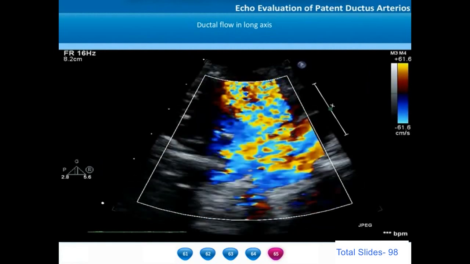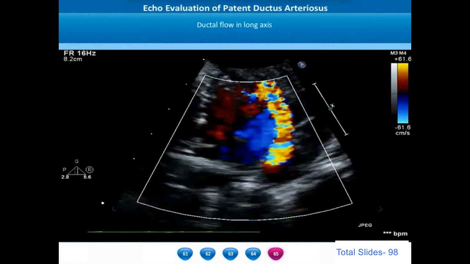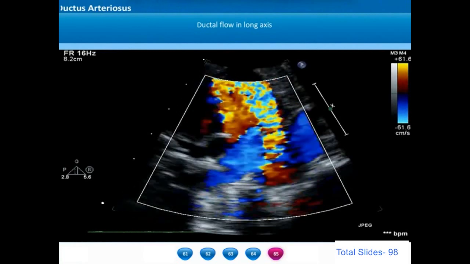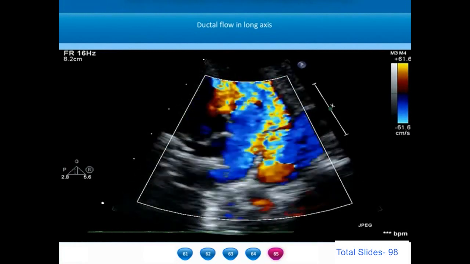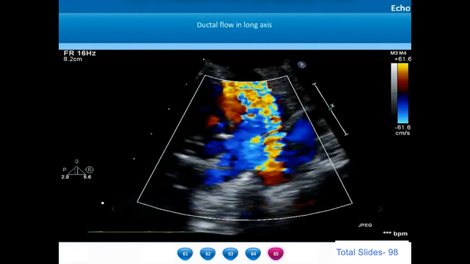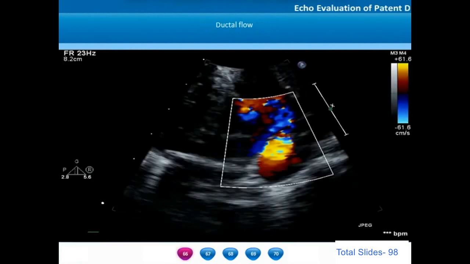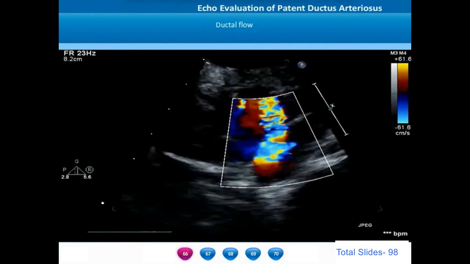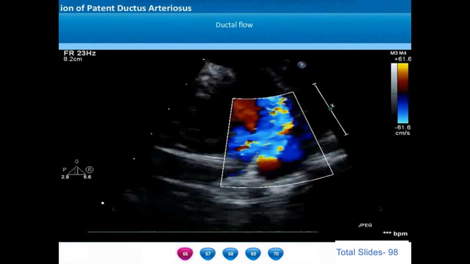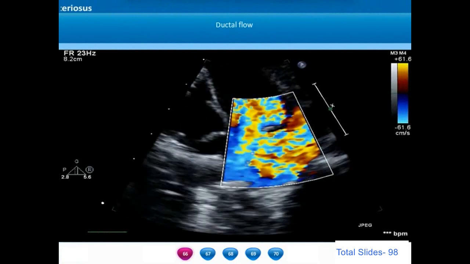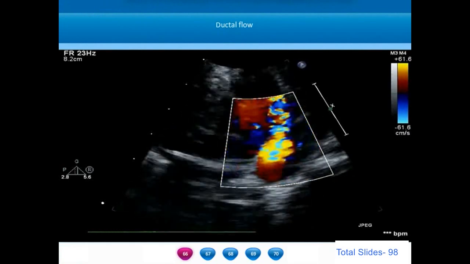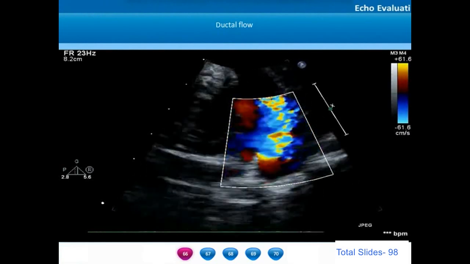When we look at the ductal flow in the long axis or in the parasternal ductal view, we can identify that the color jet through the ductus arteriosus also is sort of tubular, has got the same width from the aorta to the pulmonary artery end. The importance of identifying this tubular morphology is in the field of interventions. Tubular ductus will need a difference in the strategy during interventional ductal closure.